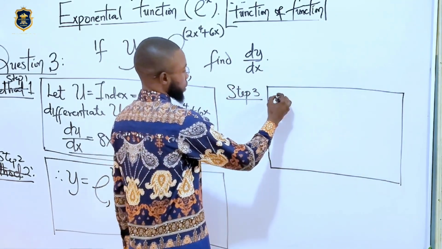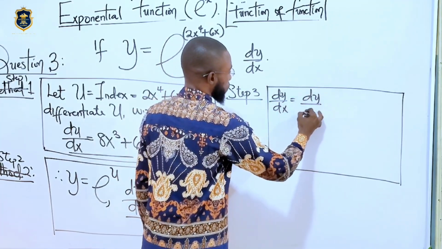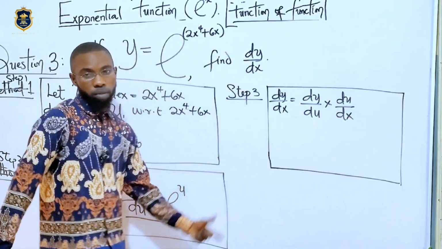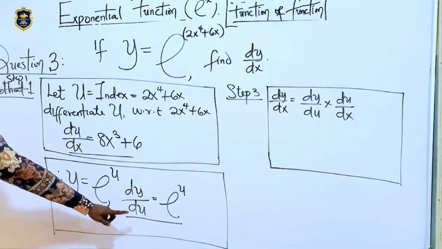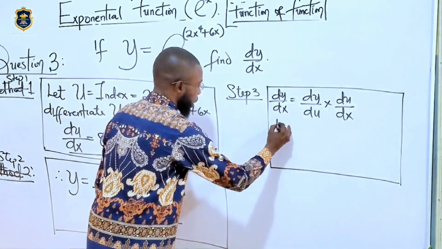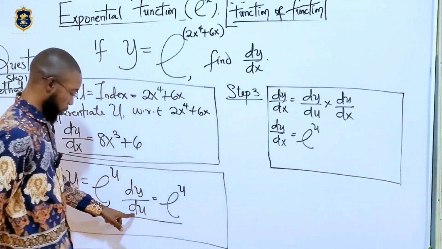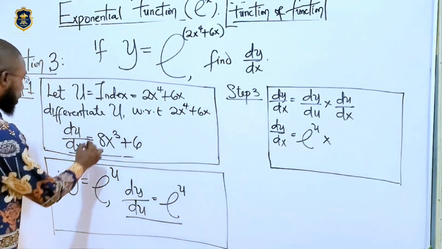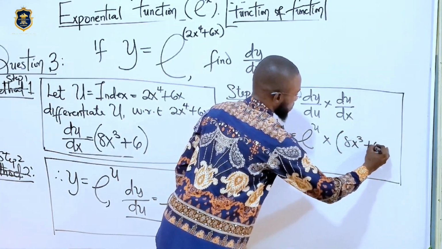Step 3, we know that our dy over dx is dy over du times du over dx. Yes, that's what it is. So what's our dy over du? e raised to the power u. So our dy over dx becomes e raised to the power of u, which is the value of that, times what? What's du over dx? 8x raised to the power 3 plus 6.